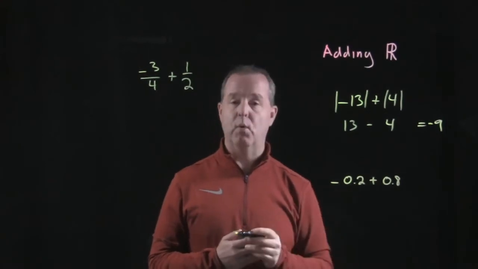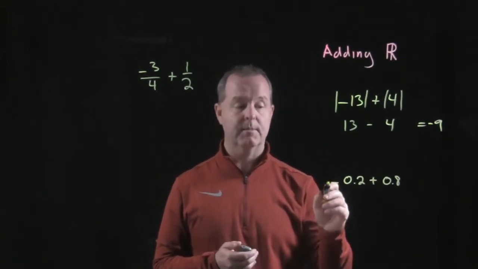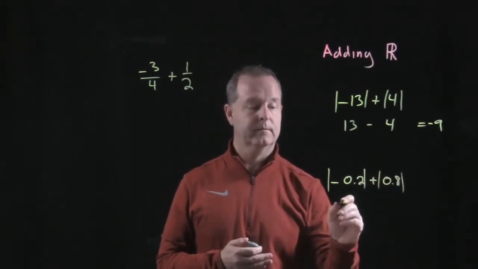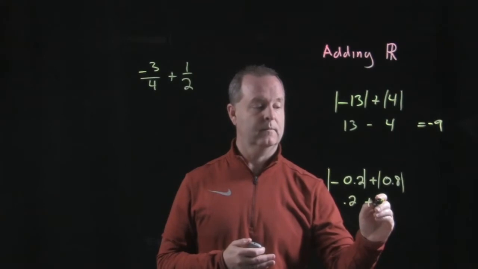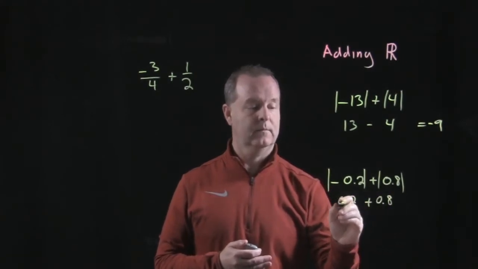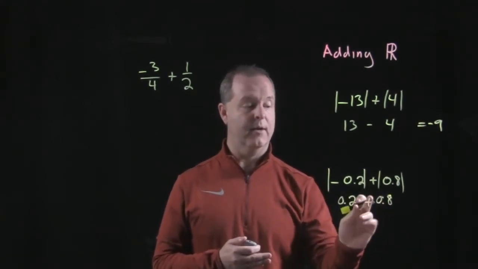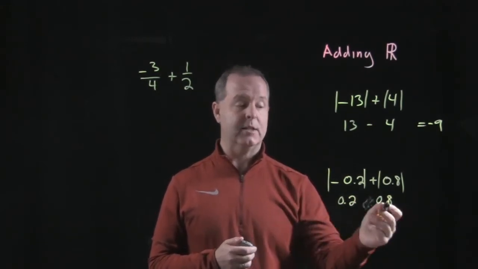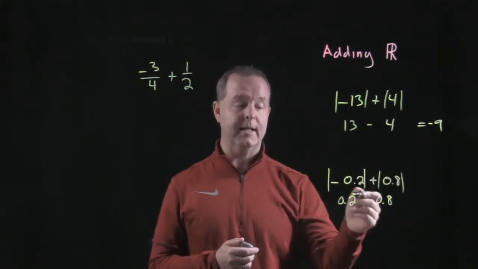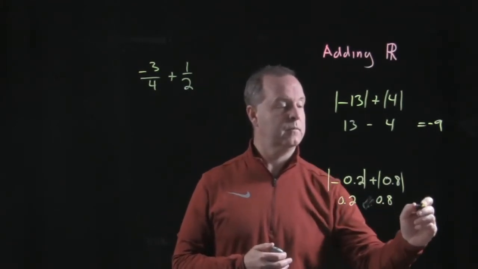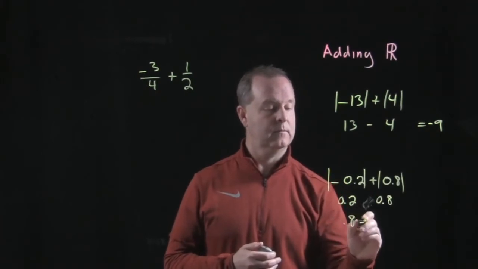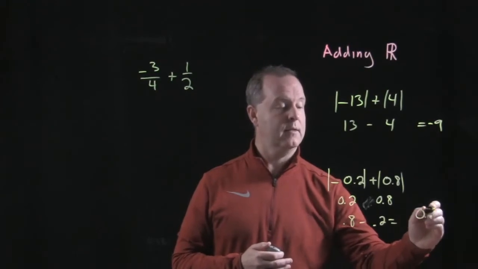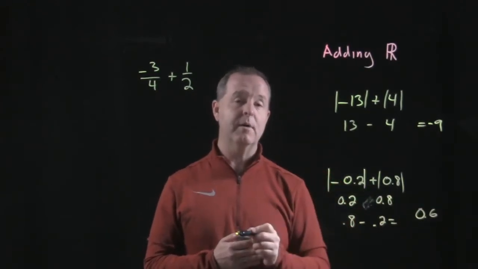Negative 0.02 plus 0.08. Think about it again in terms of their absolute values. Think about it as the larger term, subtracting from it the smaller term. Its result is 0.06. Look back at my original problem.